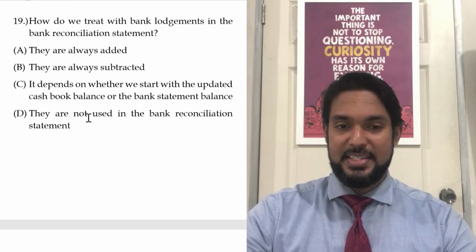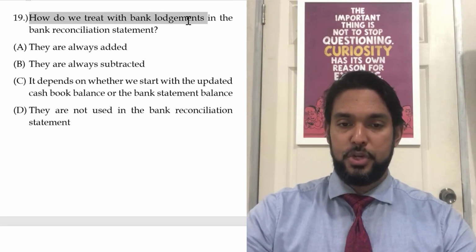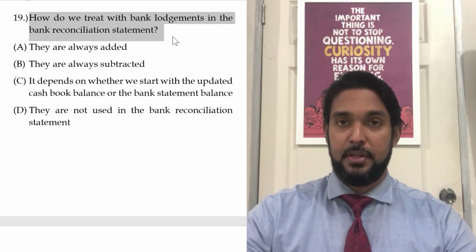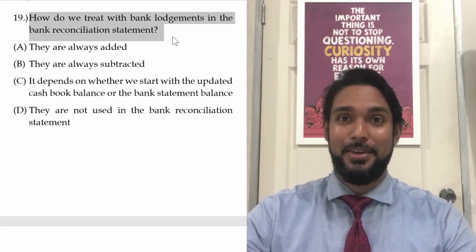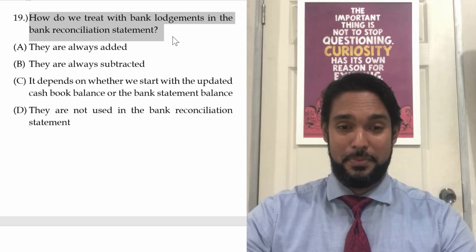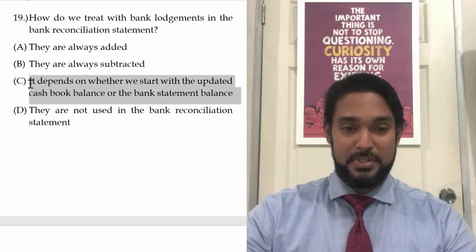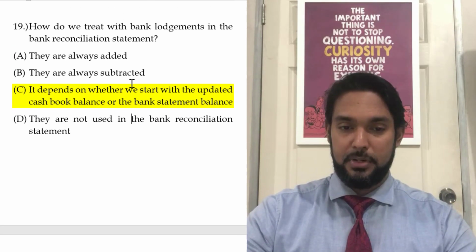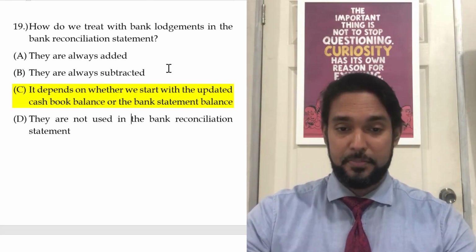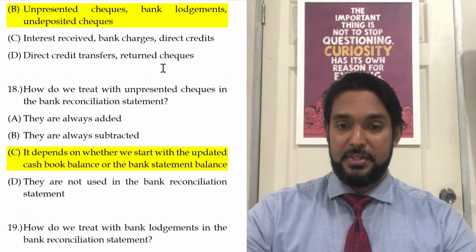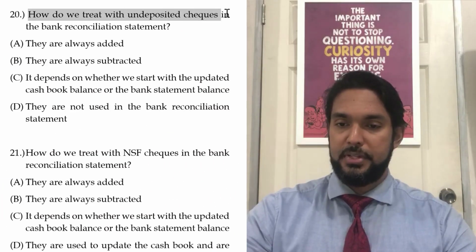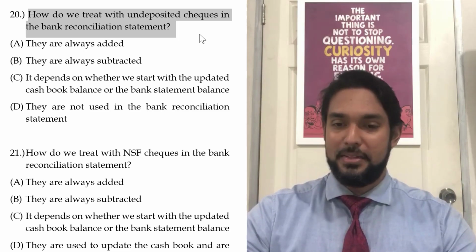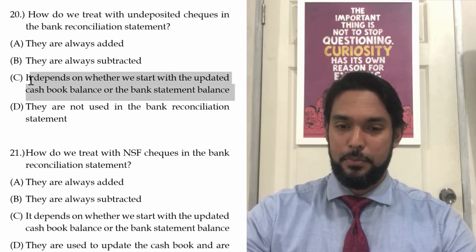So number 19, how do we treat bank lodgements in the bank reconciliation statement? Once again, it depends. What balance are we starting with? So let's go with C again. It depends on whether we start with the updated cash book or the balance in the bank statement. Okay, let's go to number 20. How do we treat undeposited checks in the Bankrec? Once again, it depends. So that's the answer here. Boom.